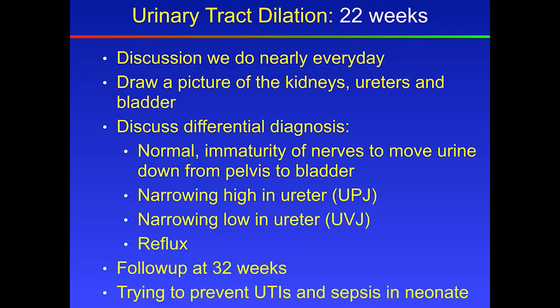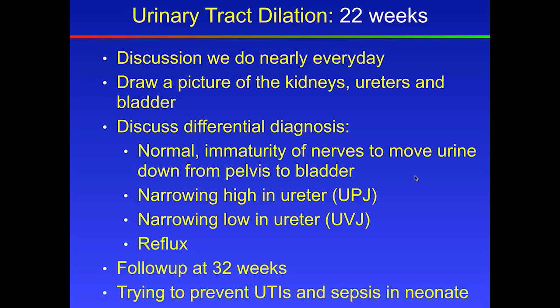But what we would normally do with her at 22 weeks is talk to her, and we do this every day. We would draw pictures of the kidneys, the ureters, and the bladder, and we would say that this may very likely be normal from just immaturity of the nerves to move the urine down into the pelvis. Or it could be an obstruction high in the ureter, likely a UPJ, or narrowing low in the ureter from a UVJ, or reflux going back up.